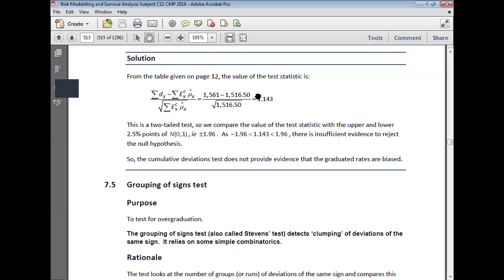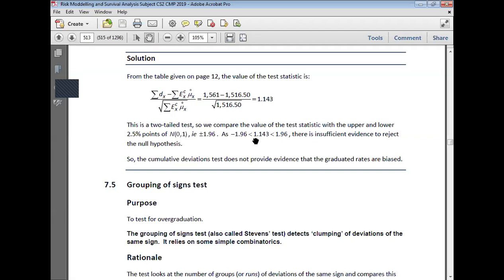Because we care about the bias, both positive and negative, we are looking at a two-tailed test here again. And again, normals, so that is why instead of 5%, we are going to look at 2.5% in each tail, and that is just plus or minus 1.96 here. And yes, this lies in between these numbers. So we say that there is insufficient evidence to reject the null hypothesis. We are saying that the graduated rates that we have are not biased in nature, or at least we do not have enough evidence to say that they are biased.